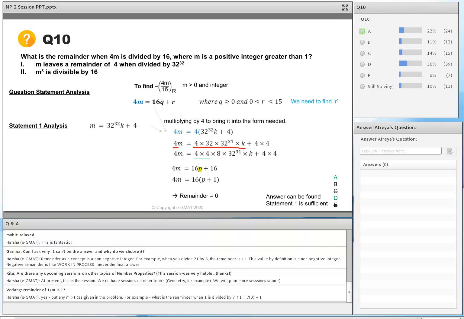k, a very long expression, plus the major thing over here: when this 4 is multiplied with this 4, I get a 16. Now 32 to the power 32, I'll easily get a lot of 4s over here. So I just take out one 4 from that 32 to the power 32. So what do I have? I have 4m equal to 16 times some very big number I'm not concerned with, plus 4 times 4. Now what is 4 times 4?